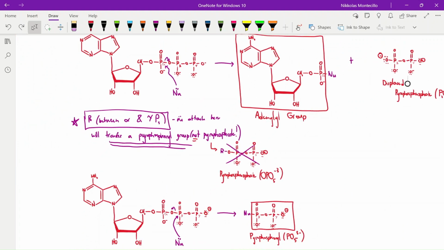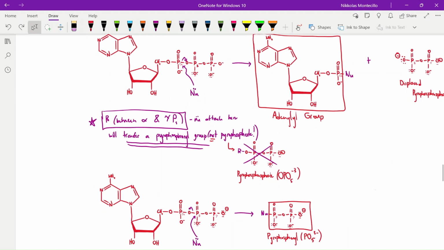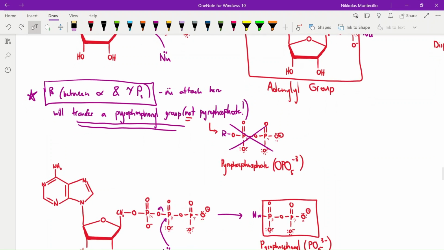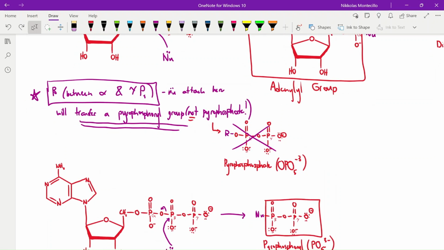If we choose to attack the beta group, we'll get a pyrophosphoryl group. Oh, we should make a key distinction here. There's a difference between pyrophosphoryl and pyrophosphate. So pyrophosphate refers to the 5 oxygen atoms as well as no. Ooh, I made a mistake. There was a 6th oxygen. Yeah, there was a 6th oxygen that connected the 2, right? And I didn't consider. Yeah, I made a mistake here.